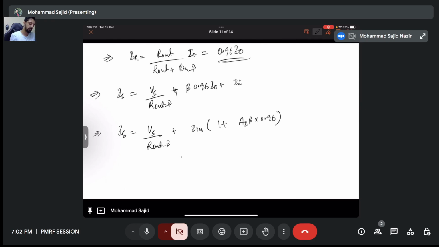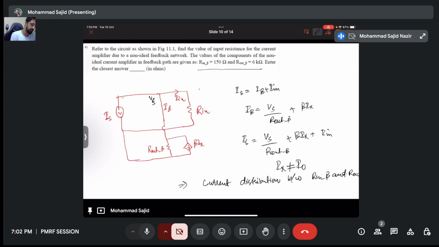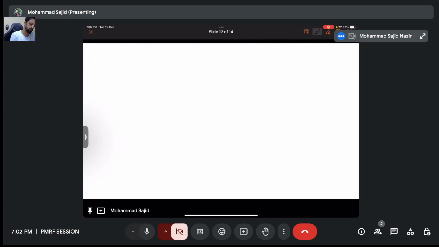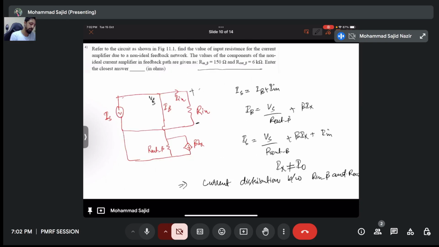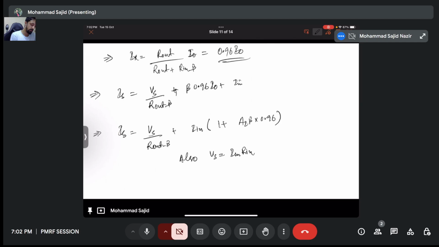Right? Also, V S is the input voltage. It is I in times R in. You can see from the figure, V S is this voltage, that is I in times R in. So you can write I S as I in times R in by R out B plus I in times 1 plus 0.96 A I beta.